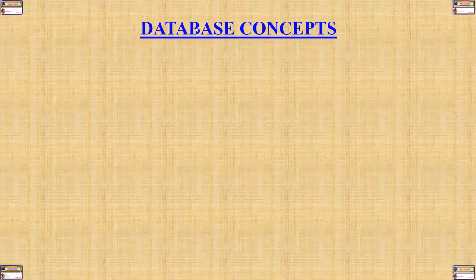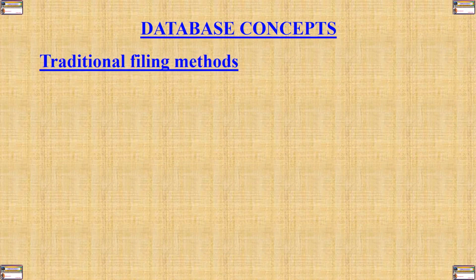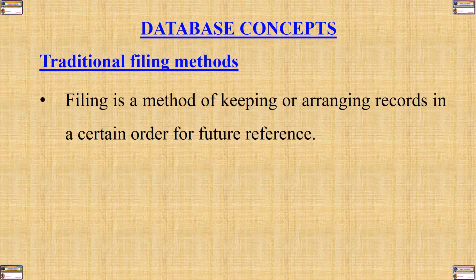What is database concepts? Or what do we refer to as database concepts? Under database concepts, there are various concepts that we are going to look at. The first one is traditional filing methods. Filing is a method of keeping or arranging records in a certain order for future reference.